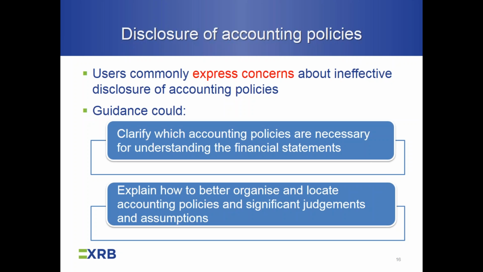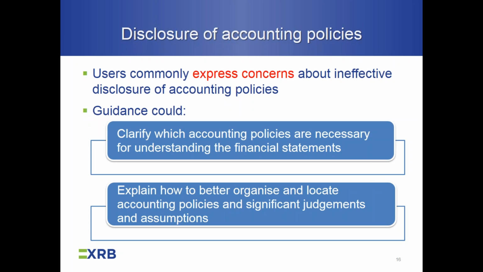The discussion paper suggests that only accounting policies that are necessary for an understanding of the financial statements should be the ones that are required to be disclosed. More specifically, an entity should be required to disclose accounting policies that relate to material items, transactions, or events where there has been a change in accounting policy, or an accounting policy choice made. So, for example, selecting between the revaluation model or cost model under IAS 16.